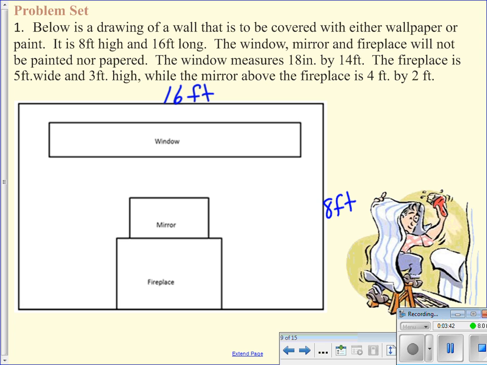Okay? So the window measures 18 by 14. But wait a minute. Anybody want to throw a red flag here and say that's not reasonable? Why is the 18 not reasonable? Well, because it says the length of the wall is 16 feet. The window can't be 18 feet. Yeah, that's telling me that my window is longer than my wall. I did something wrong. Oh, I know what you said. What? 18 inches.